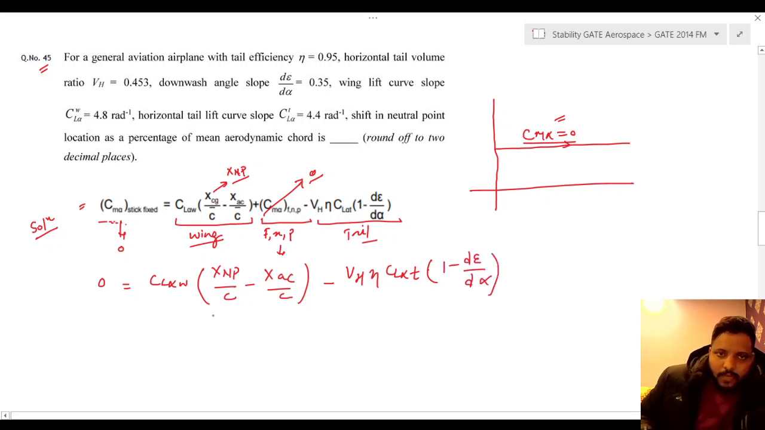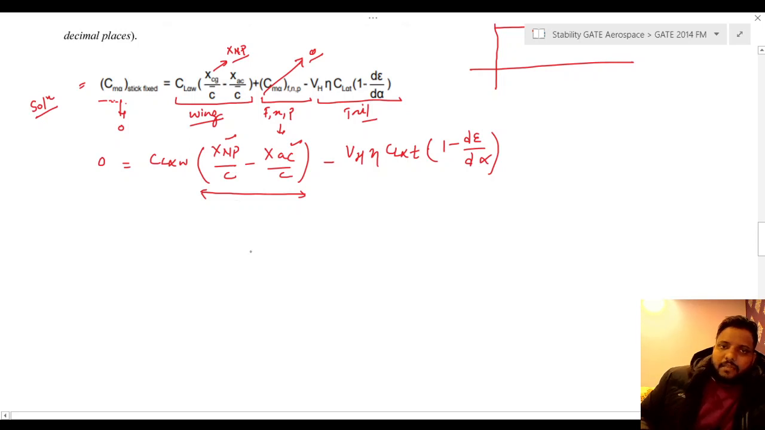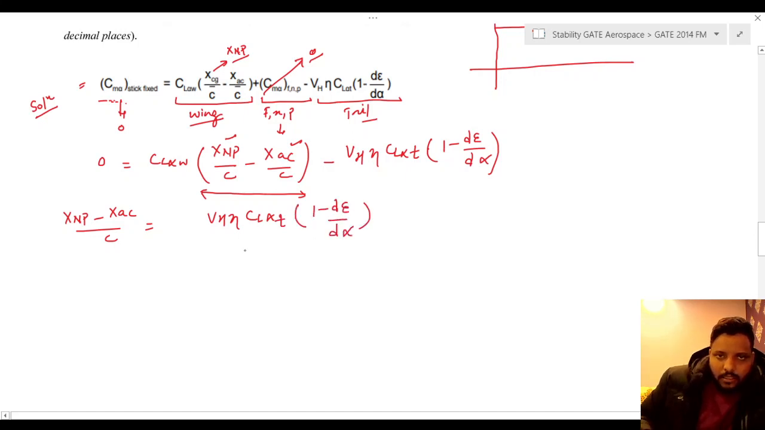In this numerical, we have to find the shift in neutral point, that means the distance between the aerodynamic center and the neutral point. So I need to find XNP by C minus XAC by C. If I rewrite the expression for this, XNP minus XAC by C bar equals VH eta CL alpha T times (1 minus d epsilon by d alpha) divided by CL alpha W.